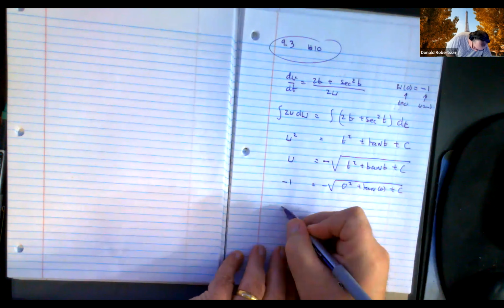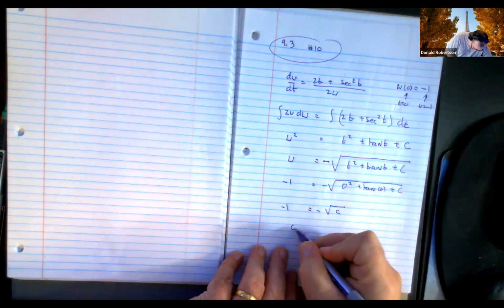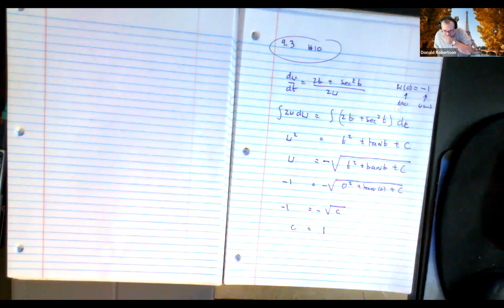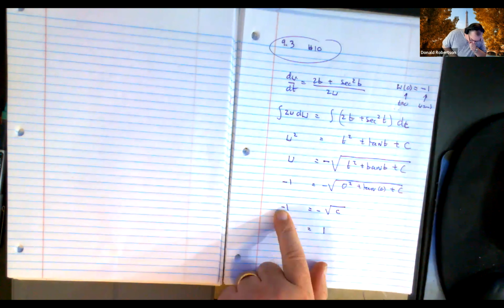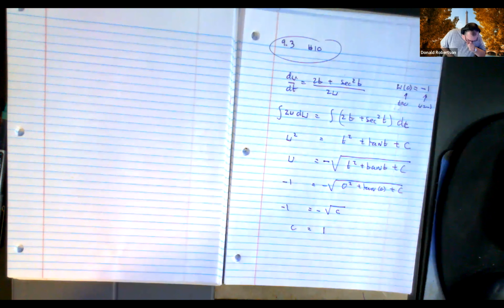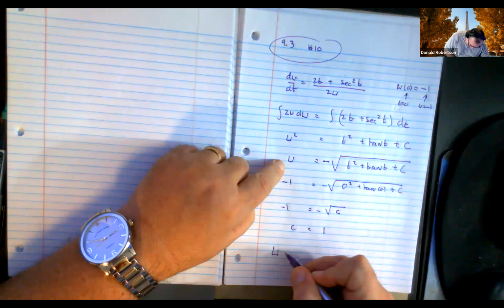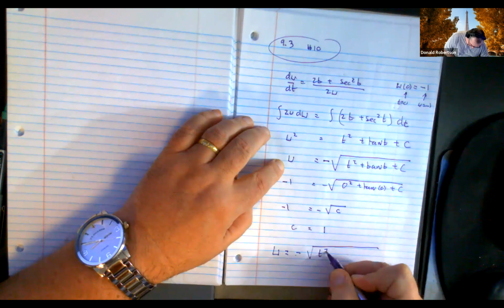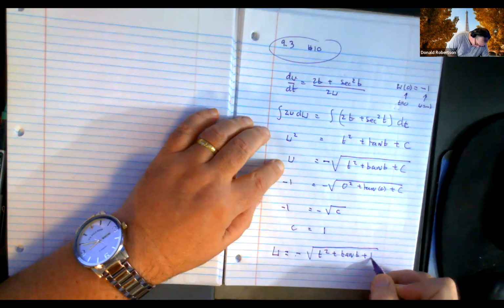So I have -1 is the square root of c. I think it's pretty obvious that c will be 1. The negative square root of 1 is -1. So my particular solution is negative the square root of t squared plus tan t plus 1.